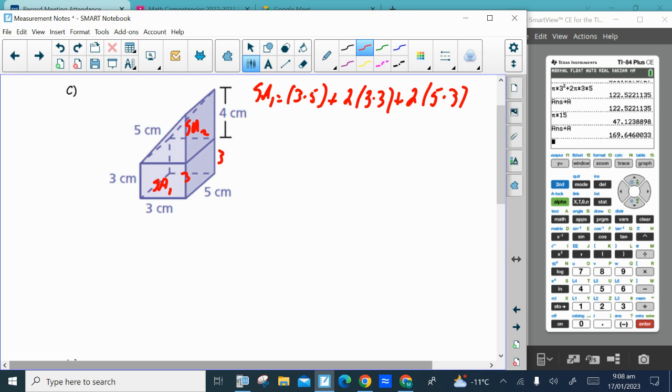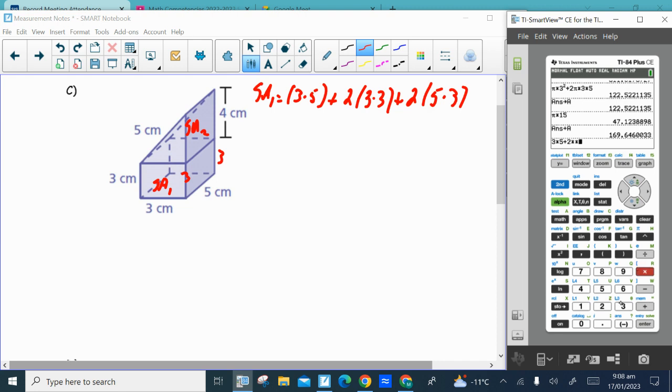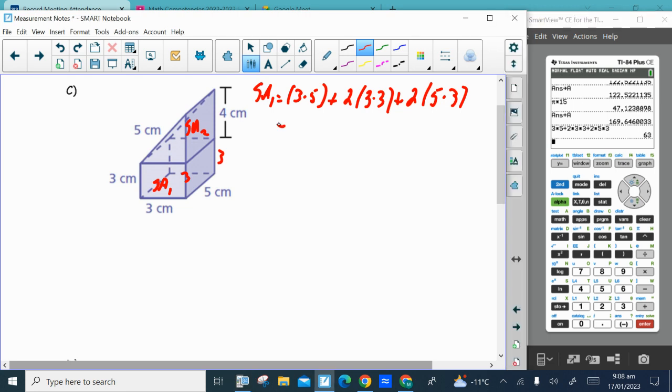So we can put all these in our calculator at once. 3 times 5 plus 2 times 3 times 3 plus 2 times 5 times 3 gives us 63 centimeters squared. So there's surface area 1.